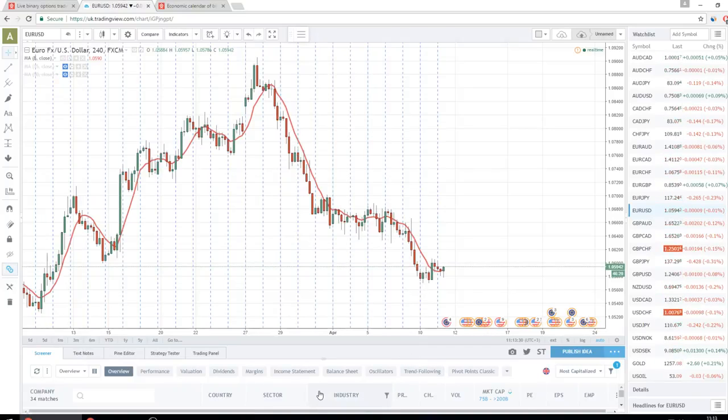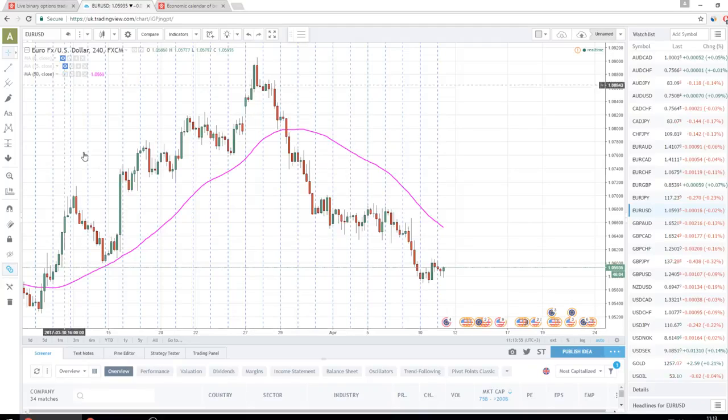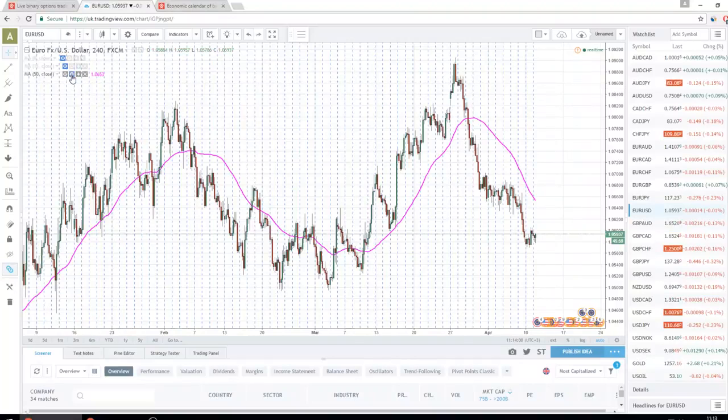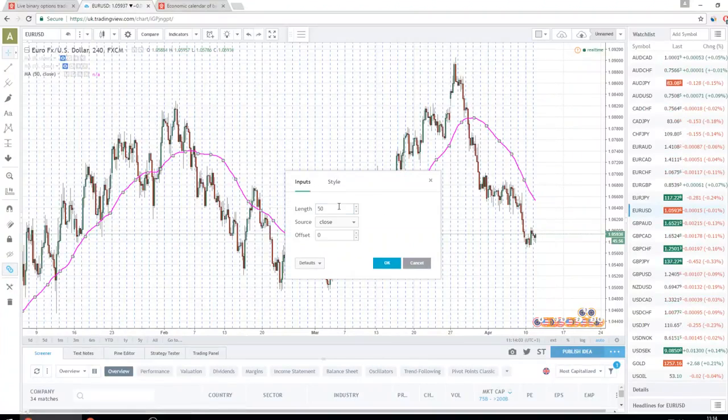Also, what we can do with the moving average is to determine the support and resistance levels. Let's switch to another time frame, a bit bigger one. Even let's take probably 200.